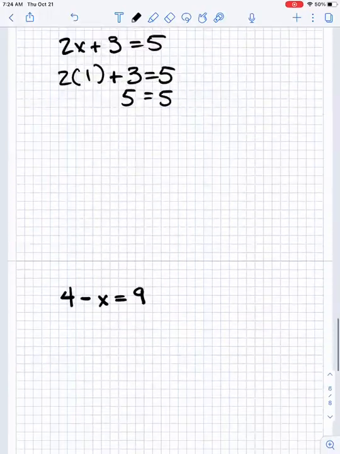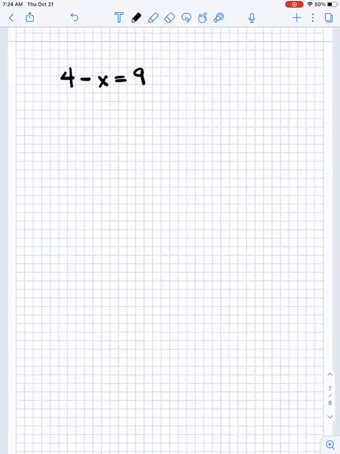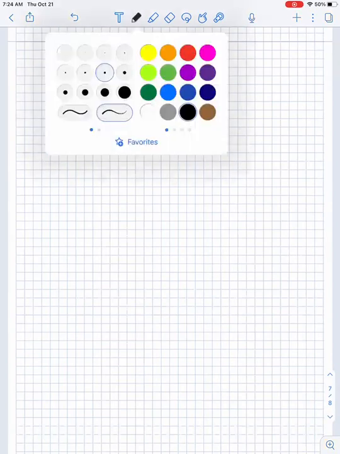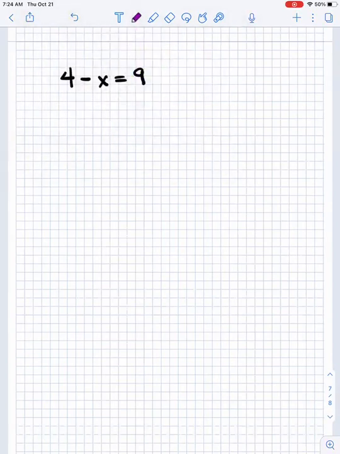One more example here for the two-step equations. Now this looks like it's a one-step, but this minus x is a little confusing. Whenever you've got a minus x, make that minus 1x, and that might help you see that this is really two operations to solve here.